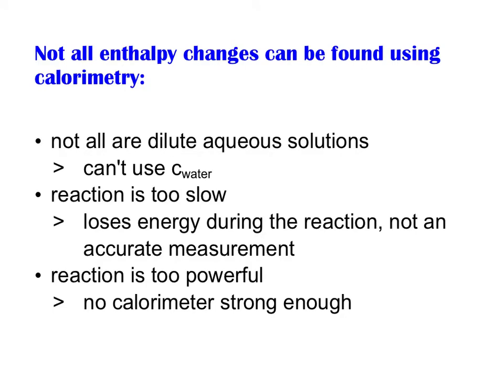So we use calorimetry most of the time, however not all enthalpies can be found using calorimetry. Some because they aren't dilute solutions. Remember that when a dilute solution is used, we can use the specific heat capacity of water, but when they become too concentrated, the ions and particles in the solution start to affect that. Sometimes the reaction's too slow and you can't actually measure a temperature change. You're going to start losing temperature and heat to the surroundings, or the reaction can be too powerful. For instance, the thermite reaction, you're going to need some pretty strong metal to keep that contained.